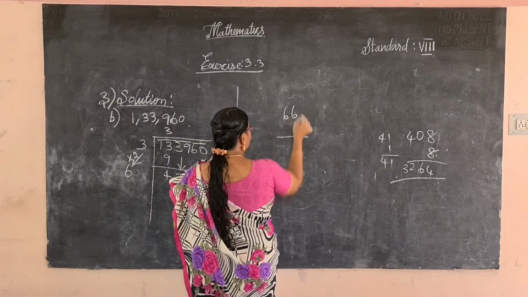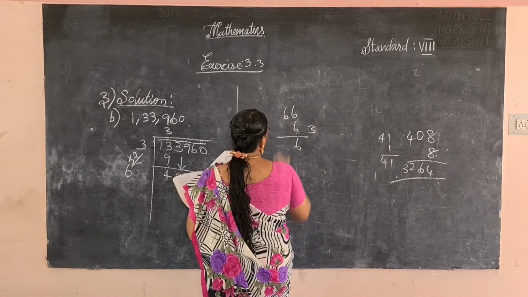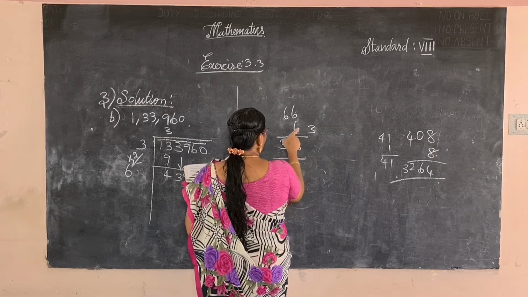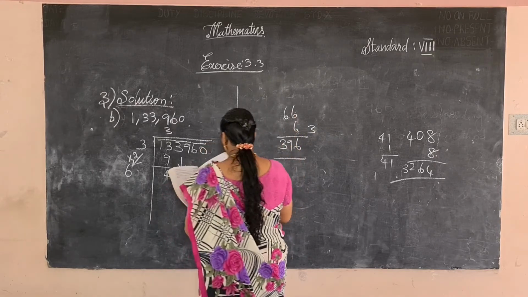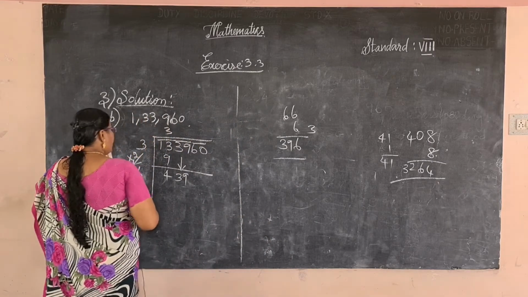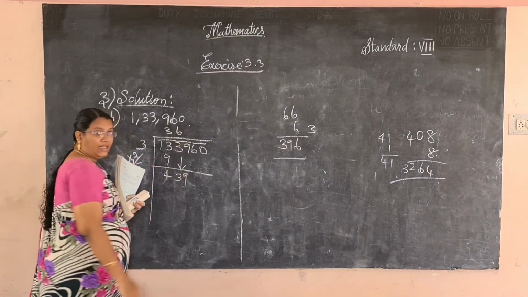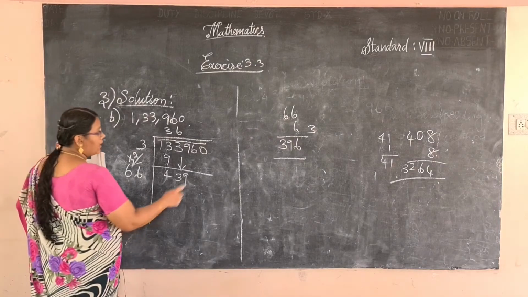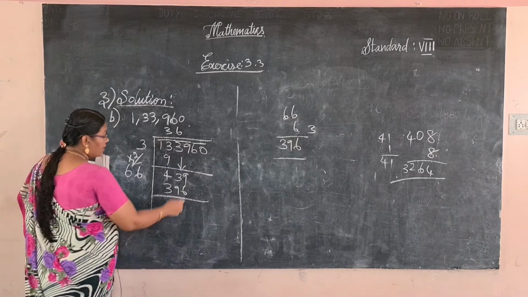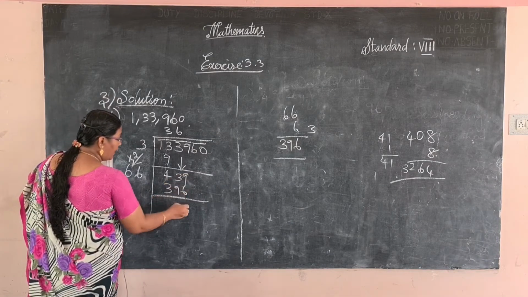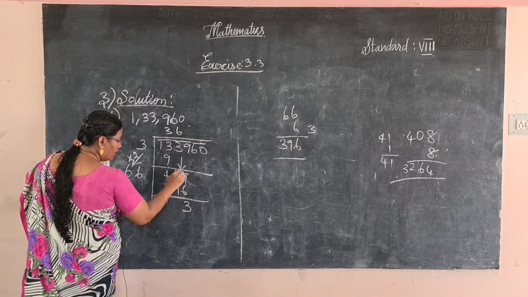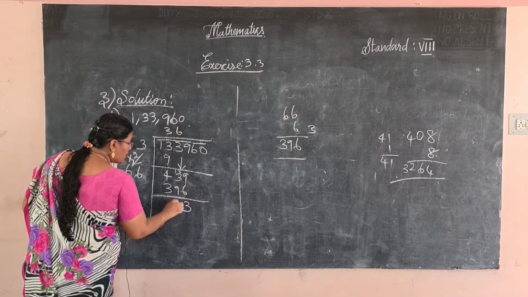Six times. 6 6s are 36 plus 3 is 39. 7 would be more than 439. So the divisor and quotient are multiplied by 6. 66 times 6 is 396. Now subtract 396 from 439: 9 minus 6 is 3. Here 13 minus 9 is 4.